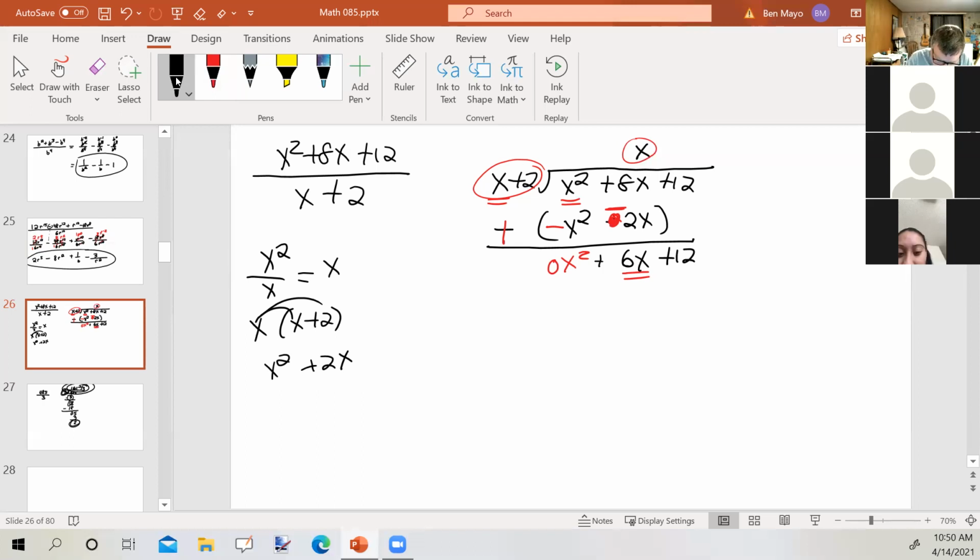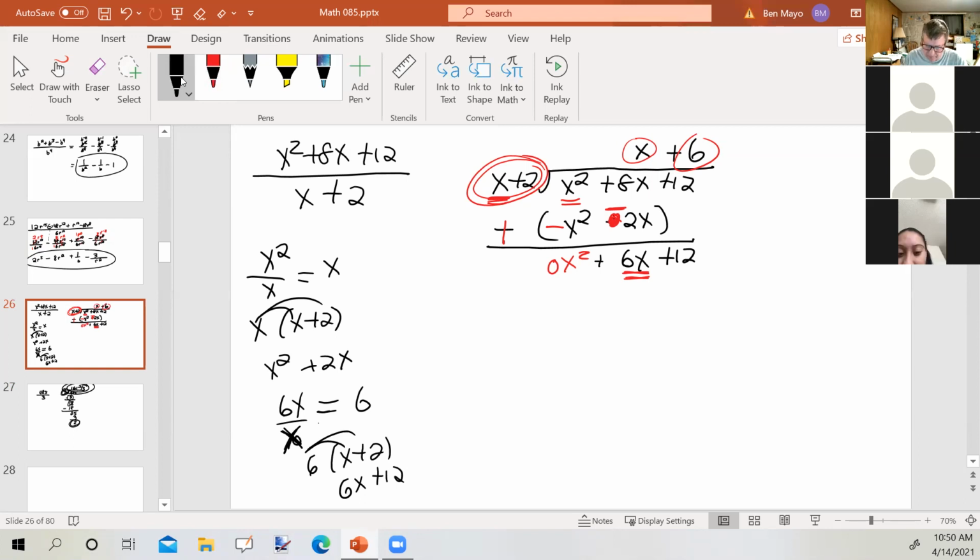I'm going to focus on the leading term inside divided by the leading term outside. So I'm going to have 6x divided by x, which is what? 6. Okay? And that's a plus 6, so that goes there. Then I'm going to take 6 times x plus 2, and I get 6x plus 12, distributing the 6. I'm going to write that up here, 6x plus 12.